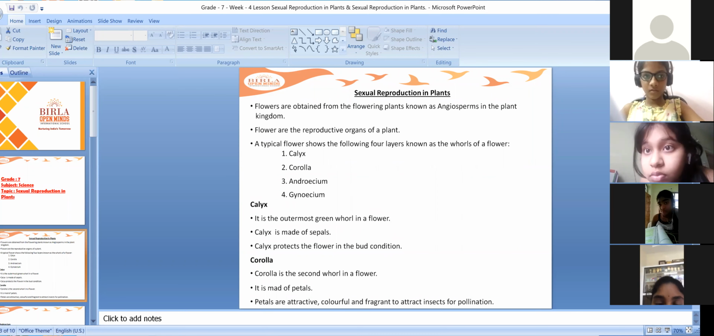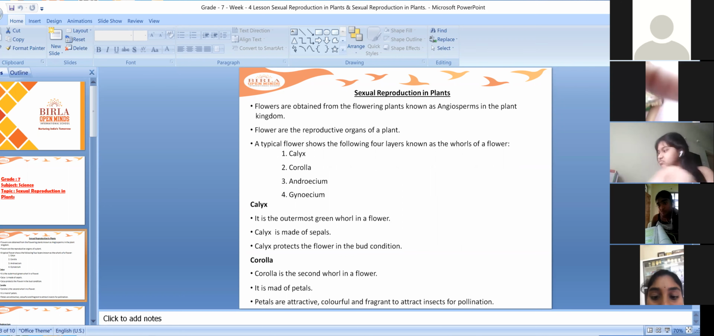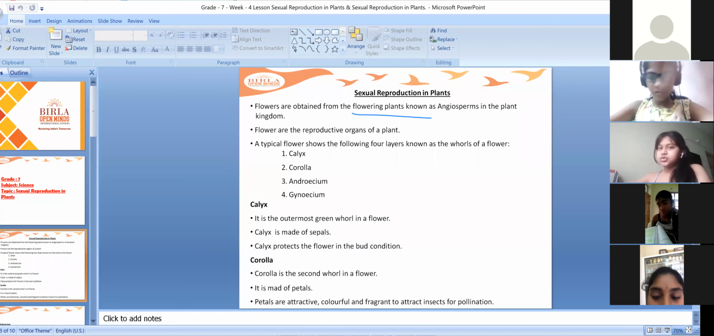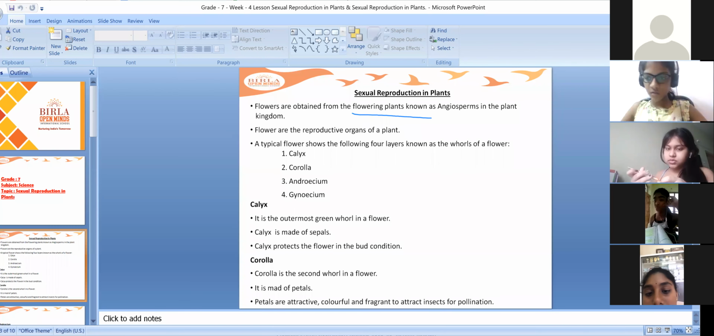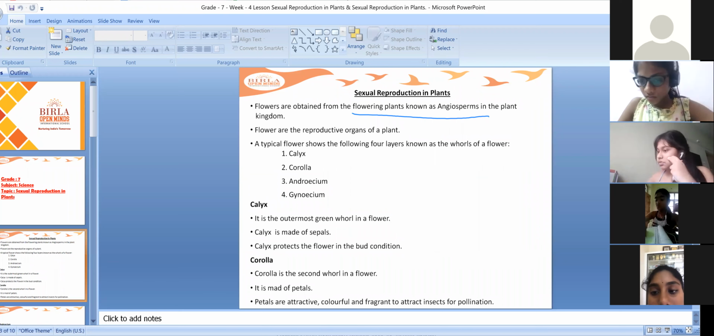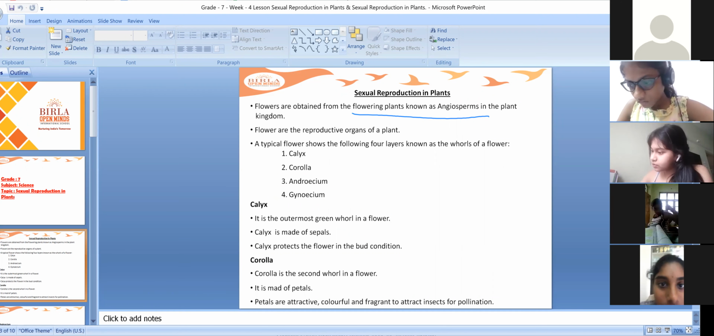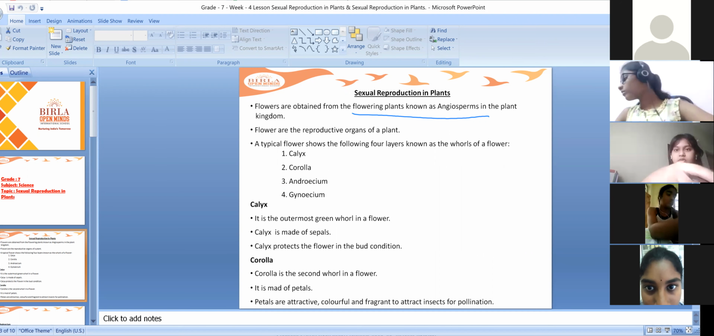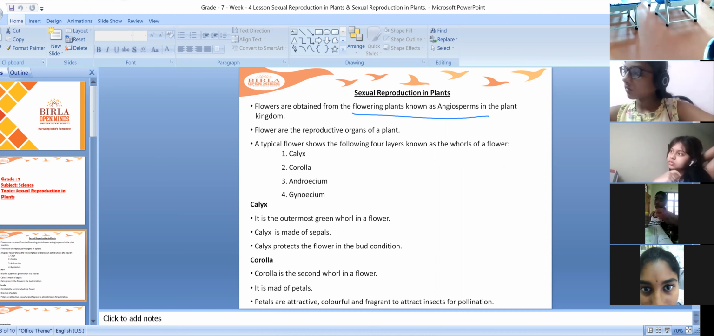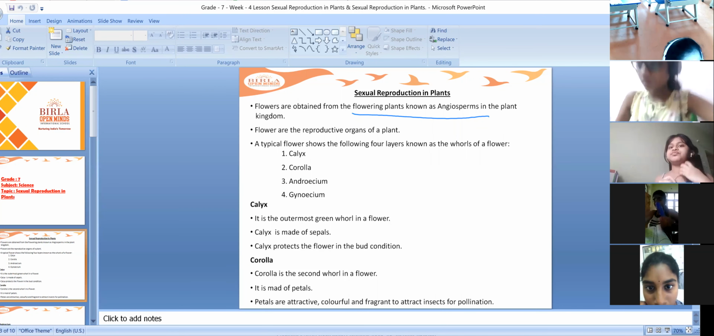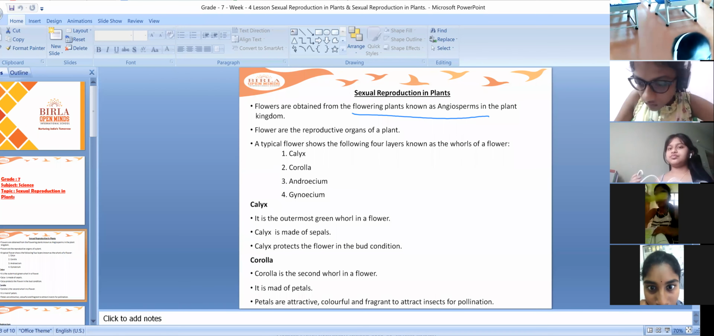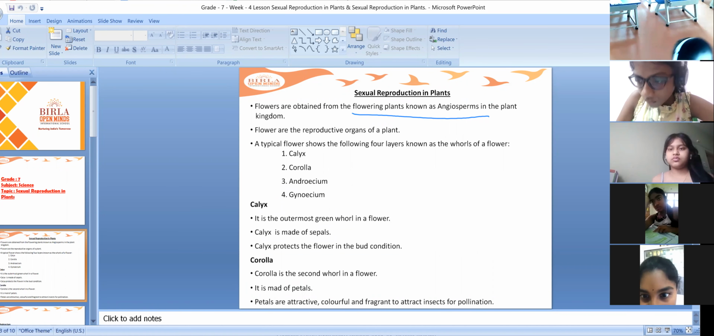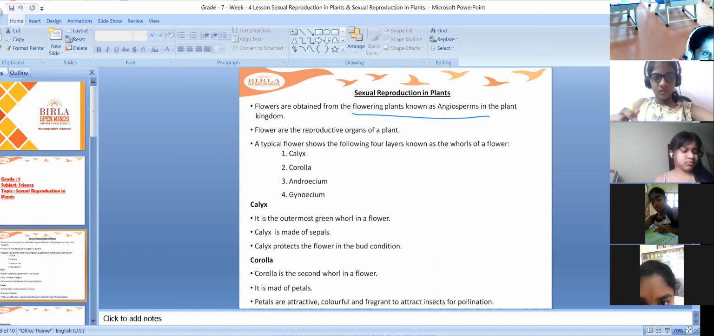You can underline it. The flowering plants are known as angiosperms. Flowers are obtained only from the flowering plants. We can get the flowers only from the flowering plants.